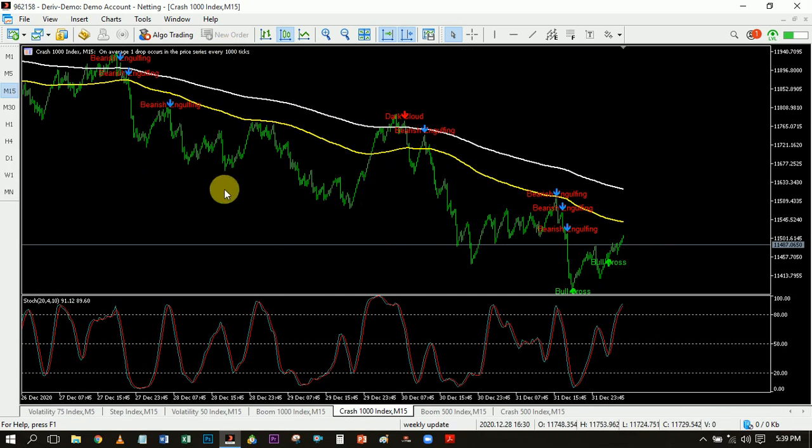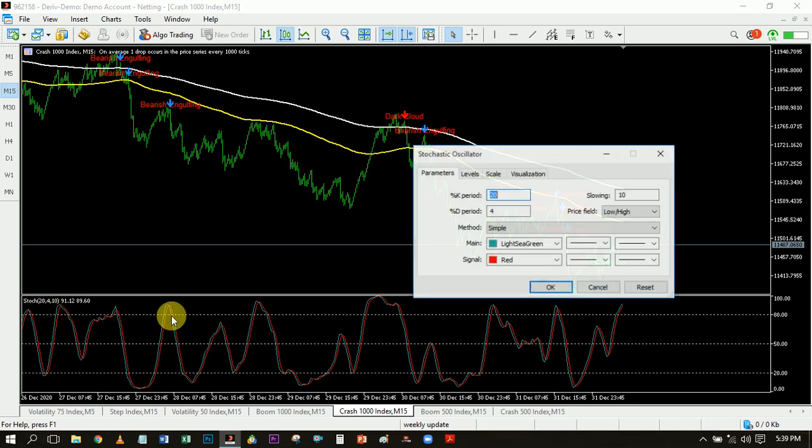So you add the indicator to your chart, then you place your stochastic here. You add a stochastic indicator, which is 20, 10 and 4. You can see the settings: K is 20, D is 4, your slowing is 10.